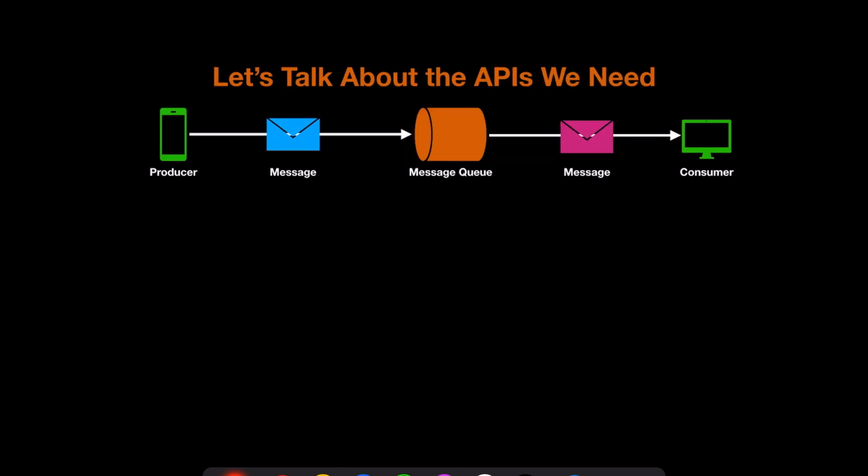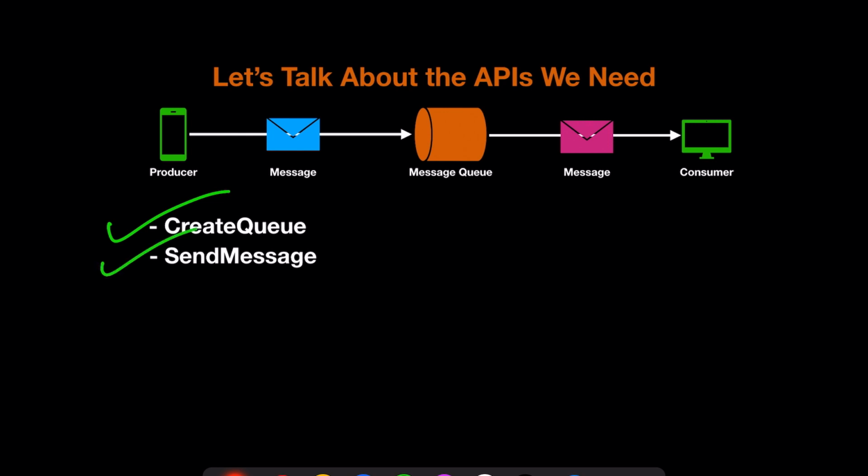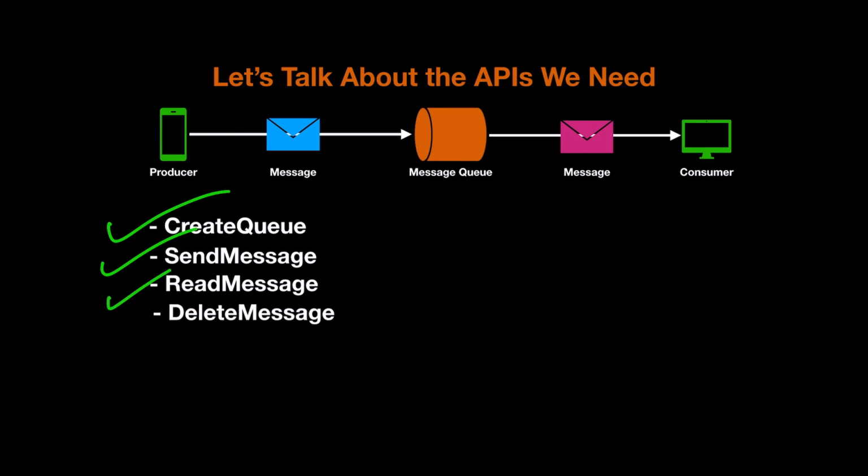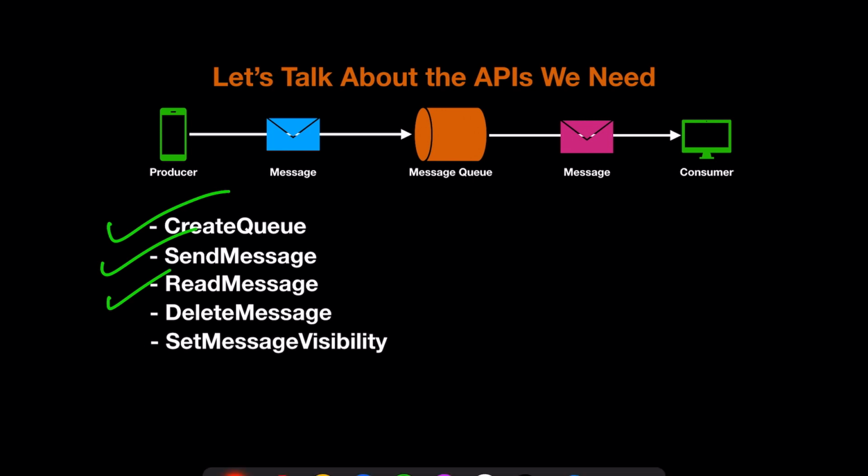Let's talk about the APIs we need. If you have used Apache Kafka or Amazon SQS, maybe you already know. In the beginning, we need to create a queue. For that, we need a create queue API. After that, we need an API like send messages, where we will send the messages, and the consumer needs another API for reading the messages out of the queue. There are some other APIs we can think about, like delete messages and set message visibility. We will mainly focus on the first three APIs today.